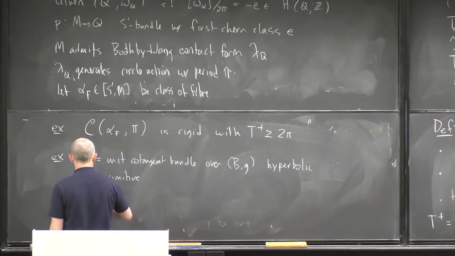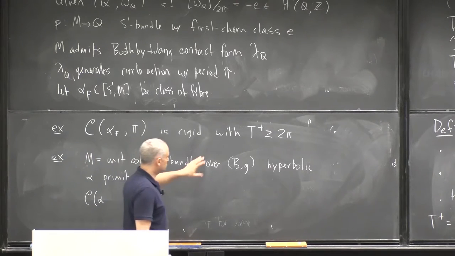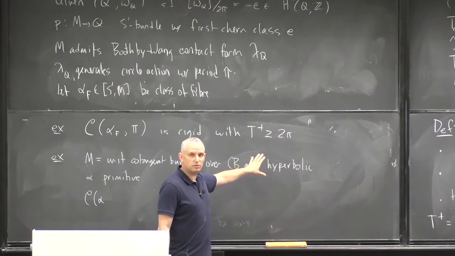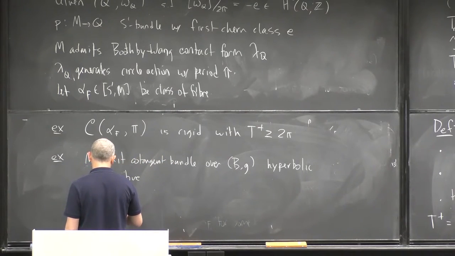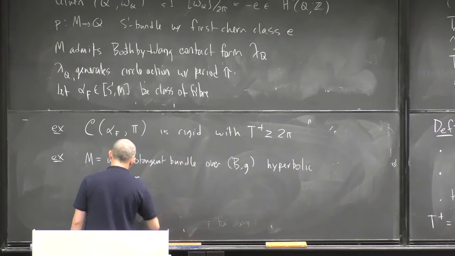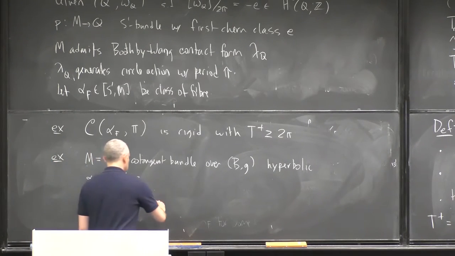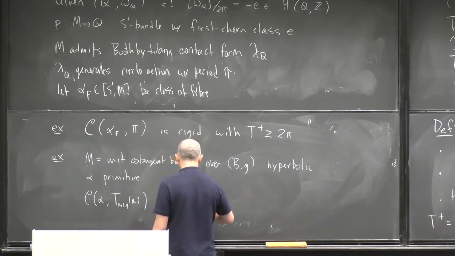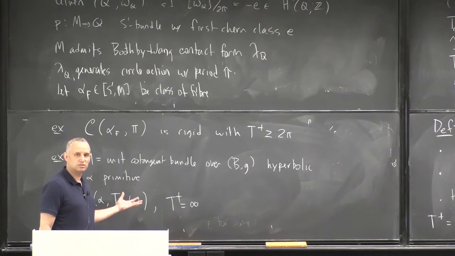Then if we look at the collection of all closed orbits, this admits a natural contact form, as has been discussed, whose Reeb flow is the cogeodesic flow. So if we look at the collection of orbits in class alpha of period T min alpha, then T plus is actually equal to infinity in that case. There's not another closed orbit in that class. Okay?